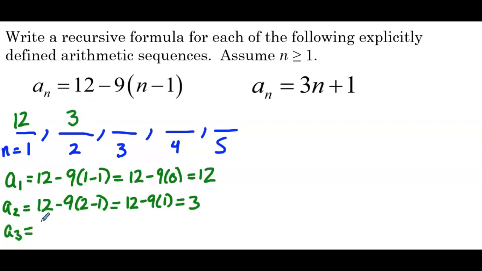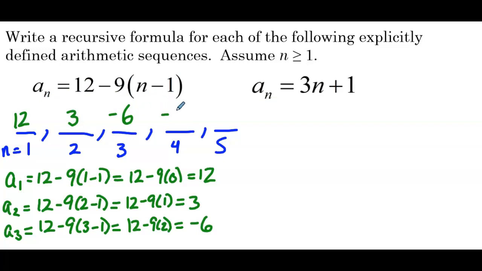A sub 3 equals 12 minus 9 times 3 minus 1. So 12 minus 9 times 2. So 12 minus 18, that's negative 6. Now at this point, I think we can see what the common difference is to finish it off. But this is just a great example of how we find a given term with an explicit formula. We plug in a specific n value. Now we should notice the common difference is negative 9. So continuing, we'd have negative 15 and negative 24.